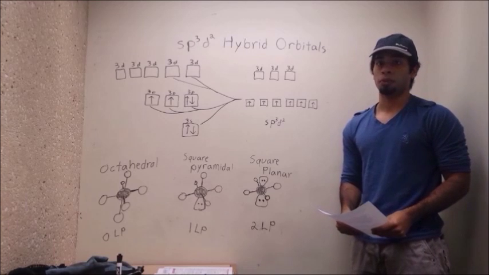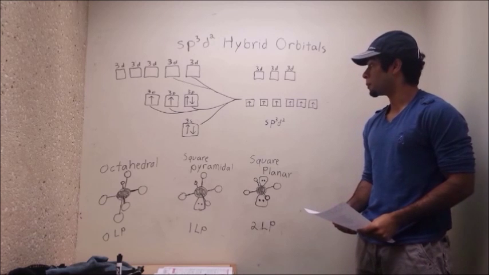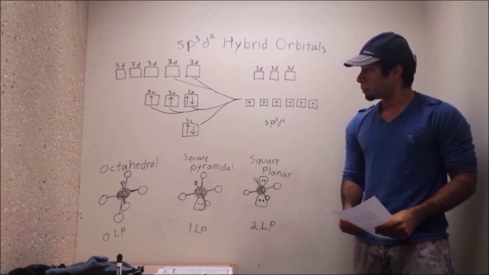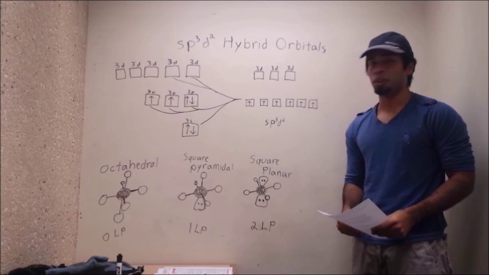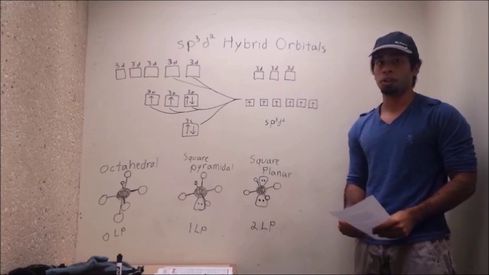sp3d2 hybrid orbitals are formed from 2d, 3p, and 1s orbital combining to form 6 sp3d2 hybrids. The molecular shapes formed are octahedral if there are no lone pairs, square pyramidal if there is one lone pair, or square planar if there are 2.